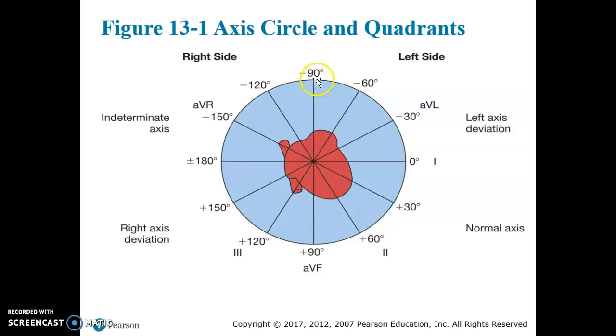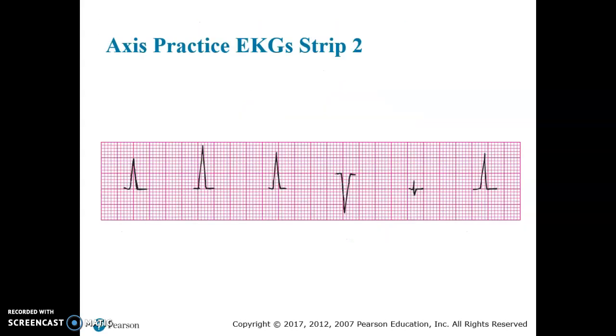So when I look at this, I've got a mark here and a mark here. So this falls within left axis deviation, okay? So let's scroll down. Let's look at another one.